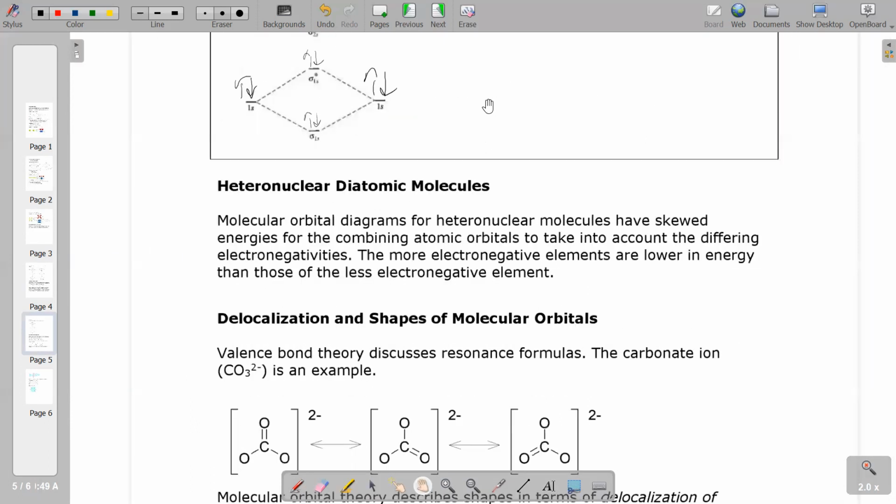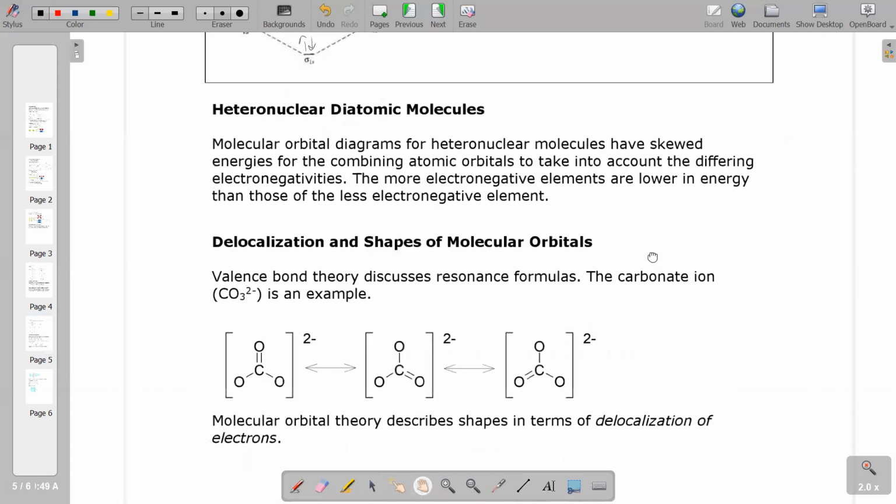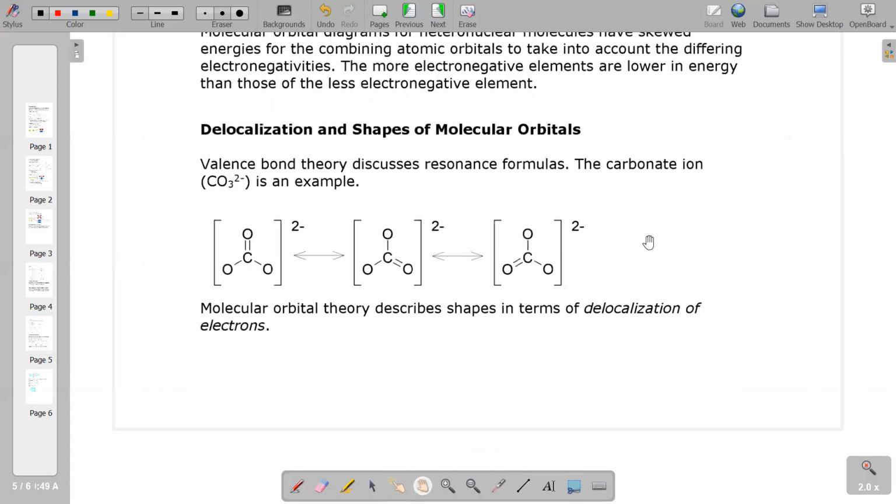It gets a little bit more complicated if you do heteronuclear diatomic molecules, which we won't focus on in this presentation because the energies of the orbitals are not quite the same. More electronegative elements tend to be lower energy than the less electronegative elements. But one place where the molecular orbital theory does shine is structures where you have resonance. And I mean resonance structures where they're equally likely. We did talk about some structures before that may not be as equally likely.